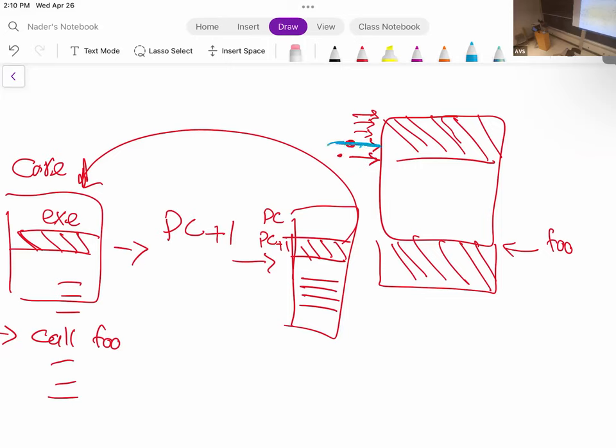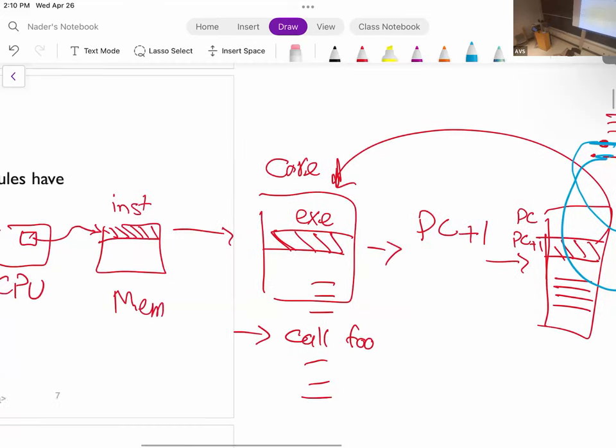I'm going to change the PC from here to the beginning of here, and I'm going to start executing this. At the end of this, I will get the return. The return is basically that it's going to jump back to this address, okay? So it's kind of like taking a detour, running things and coming back. And all this is just by manipulating the PC, okay?